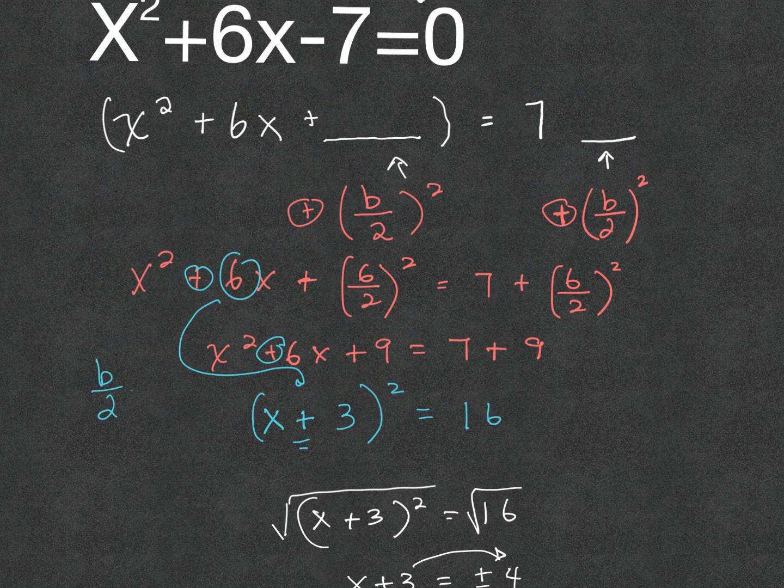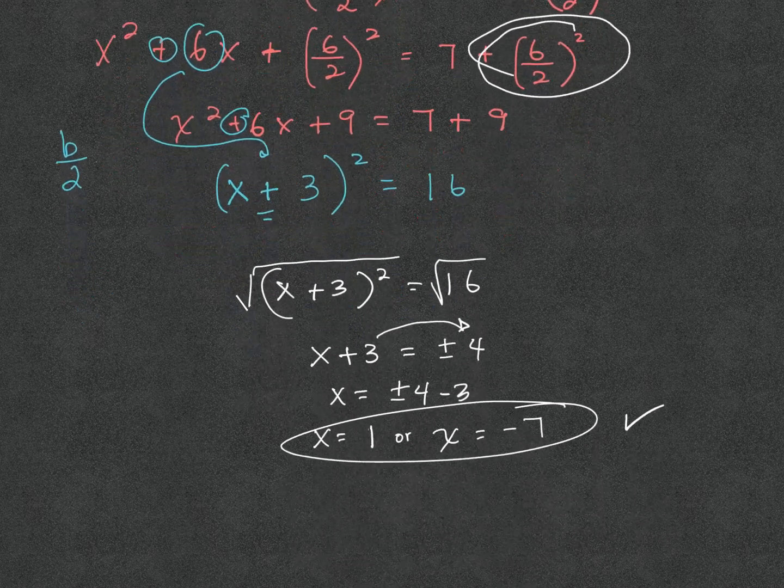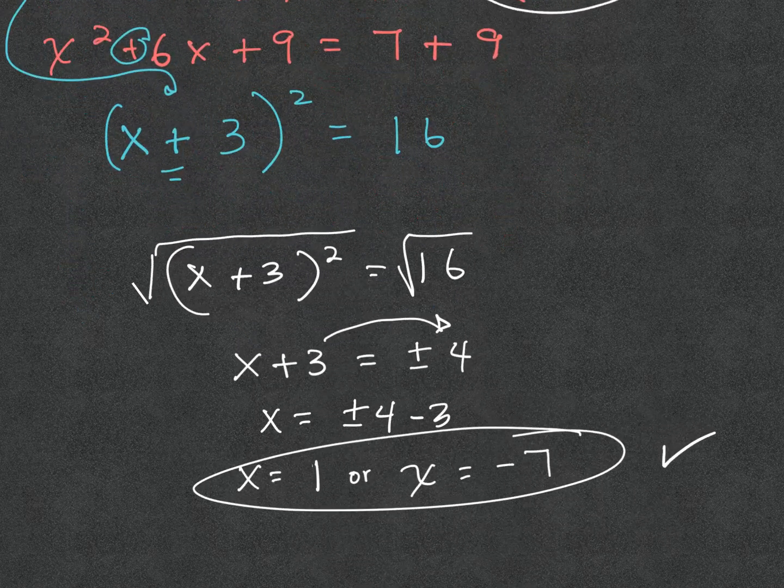Let me go over what was new. What was new is that I added b divided by 2 squared on the outside. Okay? And what also was new is that I square rooted both sides. And also you have to remember that when you square root, you get a plus or minus because you're putting the square root into the problem. Let's go ahead and do two more examples, okay?